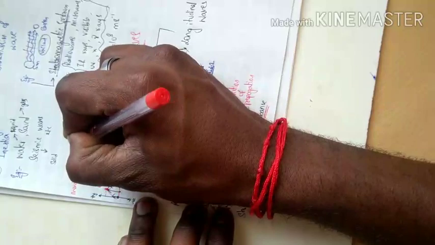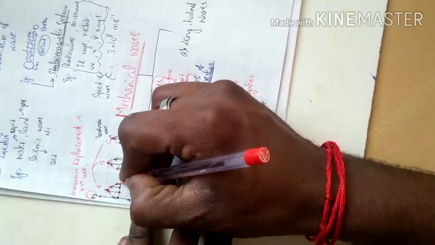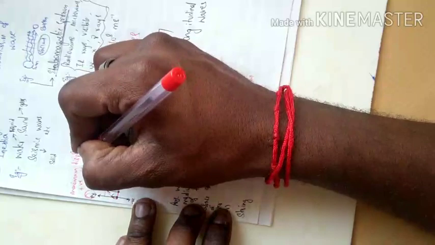In which axis? The positive axis. Very important, in the positive axis. From where? From their mean position. This is called the mean position and these ends are called the extreme positions. Maximum displacement in the positive axis about its mean position.